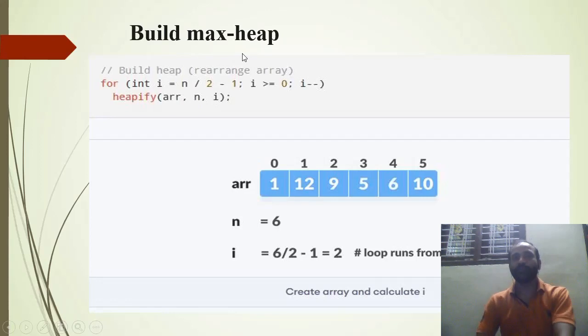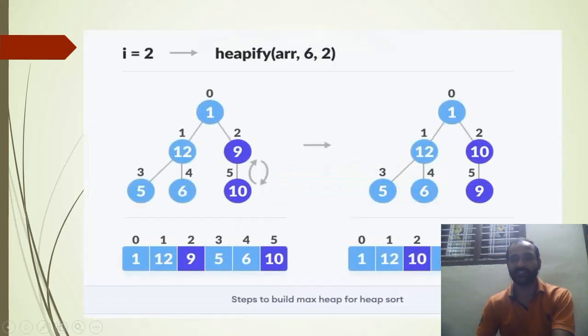Now let's build a max heap. These are the current elements. The array consists of 6 elements, index 0 to 5, which means n equals 6. We can calculate the i value: i equals n by 2 minus 1, that is 6 by 2 minus 1, which is 2. That means the loop runs from the second index down to index 0.